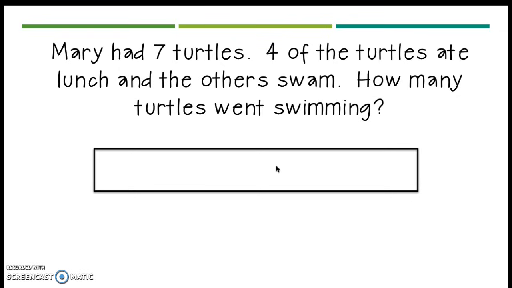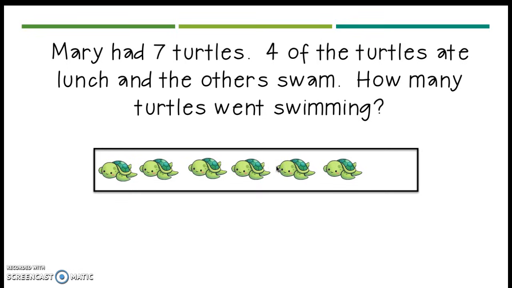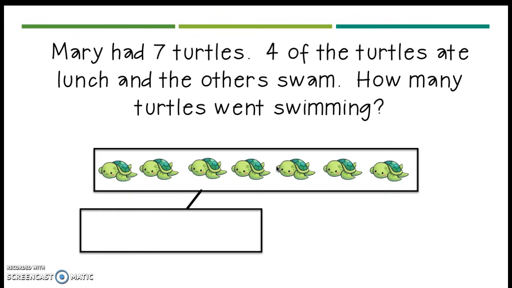All right, so the first line says, Mary had 7 turtles. I'm going to go ahead and draw 7 turtles on the inside. 1, 2, 3, 4, 5, 6, 7. Boom. I'm rocking it. All right, 4 of the turtles ate lunch. Well, I know if she had 7 turtles and a chunk of them ate lunch, that's a part. So I'm going to go ahead and put the 4 turtles in another part. I'm going to draw my line in my little box for my parts, just like I would a regular number bond. And I'm going to go ahead and draw those 4 turtles. 1, 2, 3, 4. Perfecto.